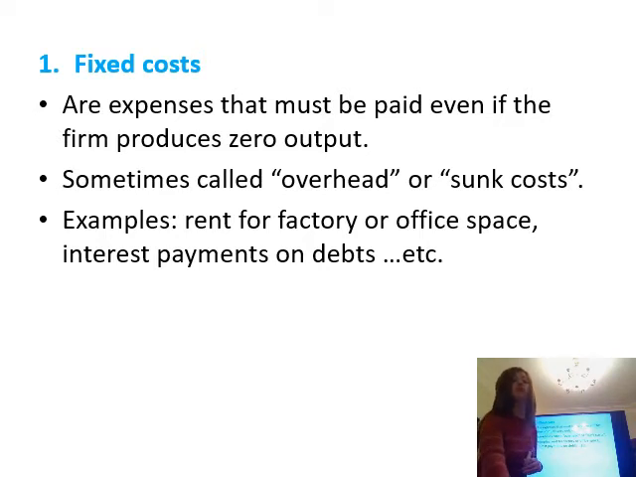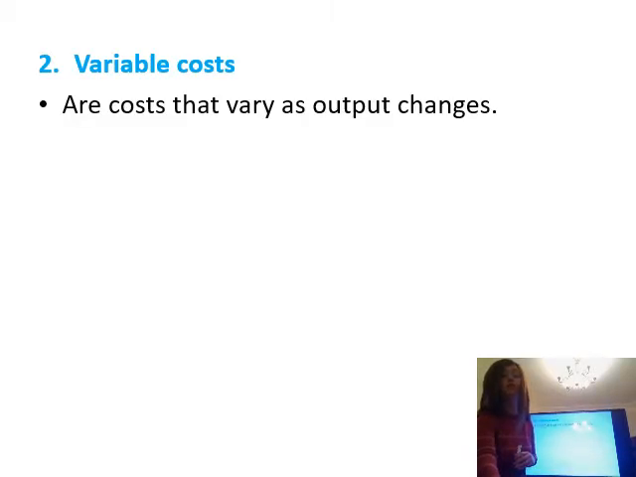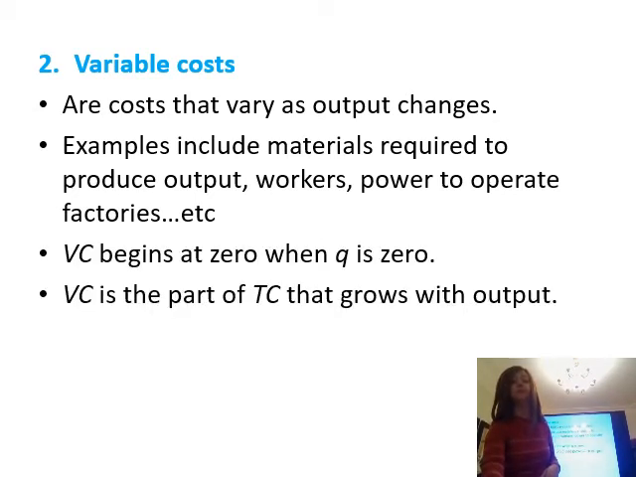On the other hand, if the cost tends to change when you change the level of output, these are variable costs. Like what? Like, as I said, the salaries paid to workers, the cost of materials. If you're not producing anything, you are not buying any raw materials. And as you increase the level of output, the amount of materials you are paying will tend to increase. Variable cost begins at zero when Q is zero, because if you're not producing anything, you are not paying any salaries, you're not paying any cost of materials.